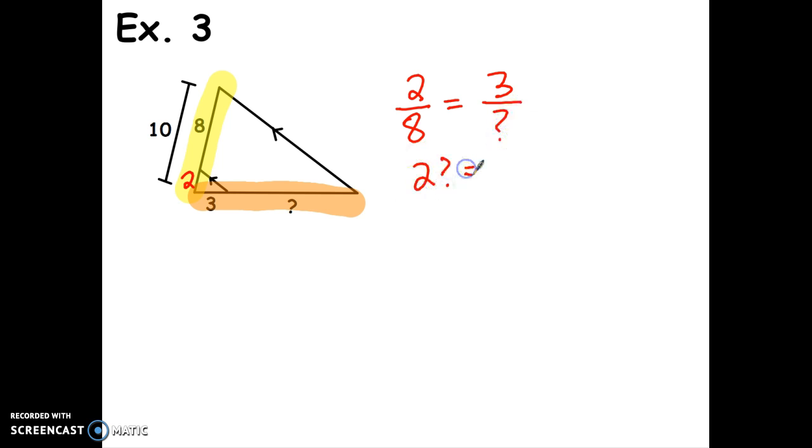2 question mark equals 24. Divide by 2 on both sides. Question mark equals 12.